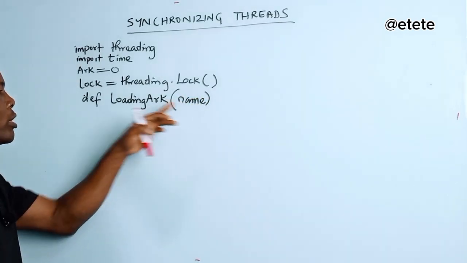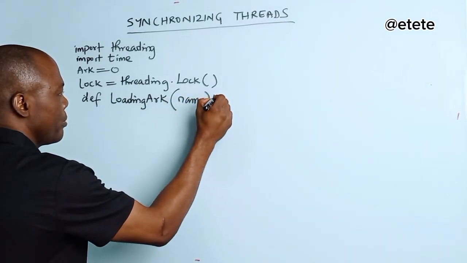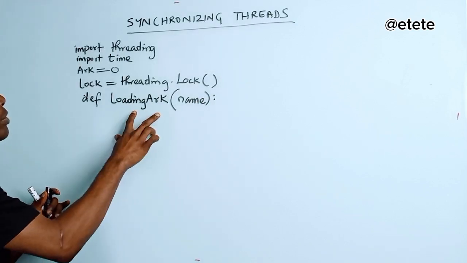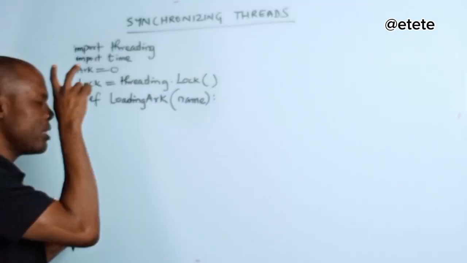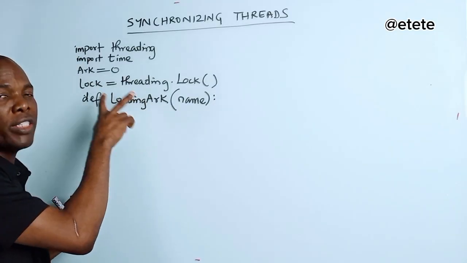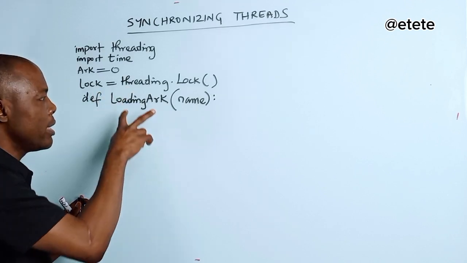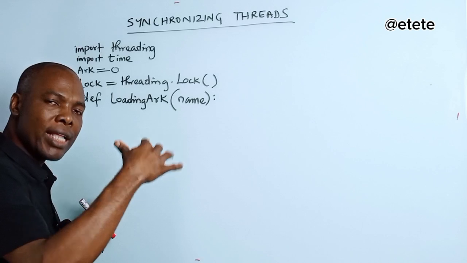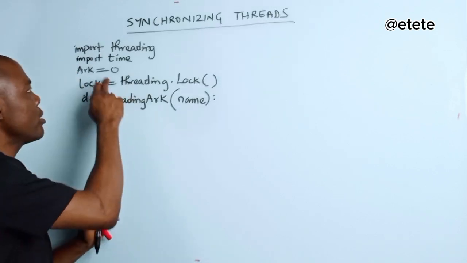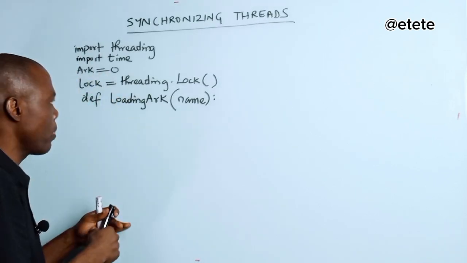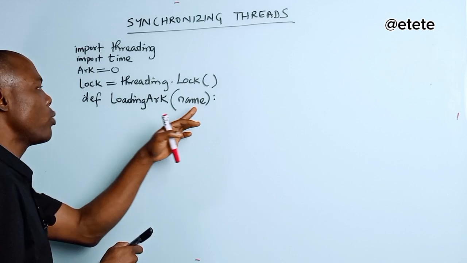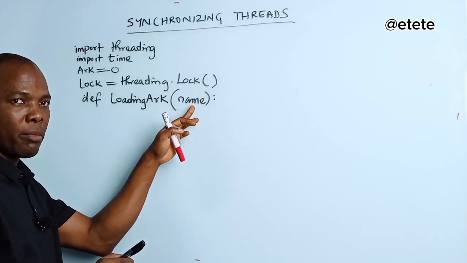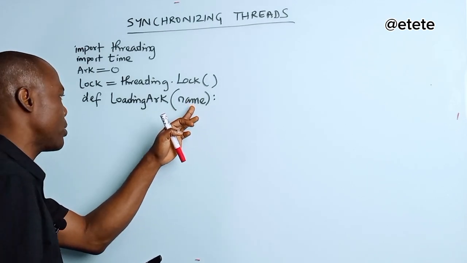So who is going to do this job? Now, having done this, this is the object. This is the function, which is the task that we want to perform. The task is to load this ark. We are going to be loading animals into this ark. That's what we want to do. All right, loading the ark. Then who is going to do that? It will be the name of the thread. That's what we are putting here.